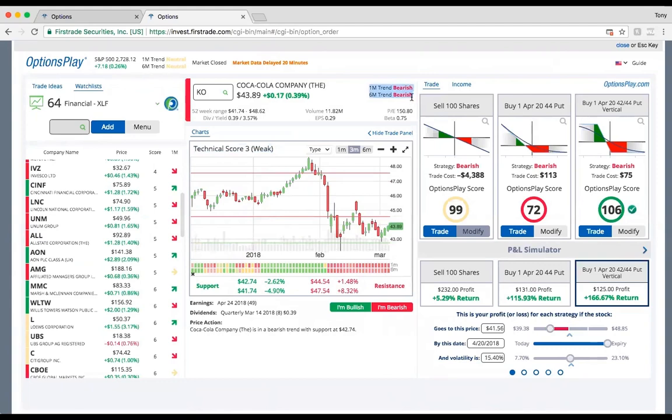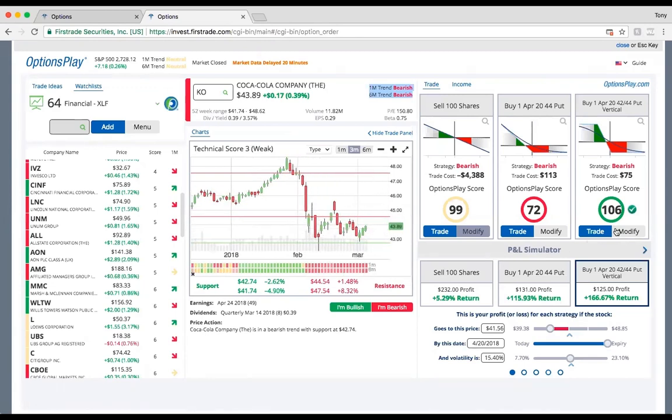The 1 month and 6 month trend is bearish, so this is telling me that trends are bearish. And as you can see, it's been bearish for quite a few days. It went bearish on February 5th, and it's continued lower since then. So let's take a look at some bearish strategies here on Coca-Cola.